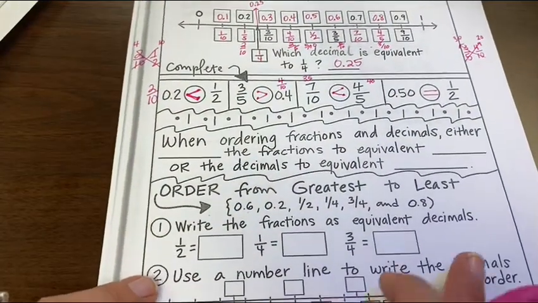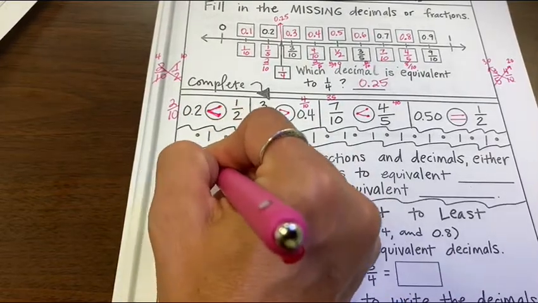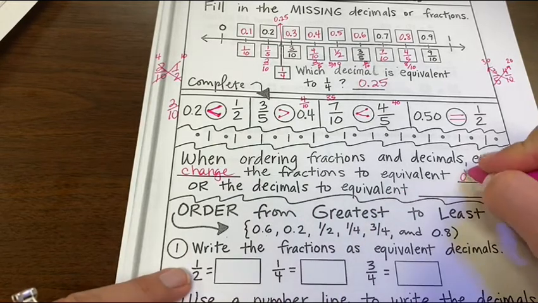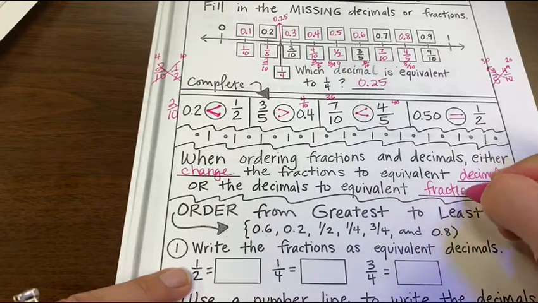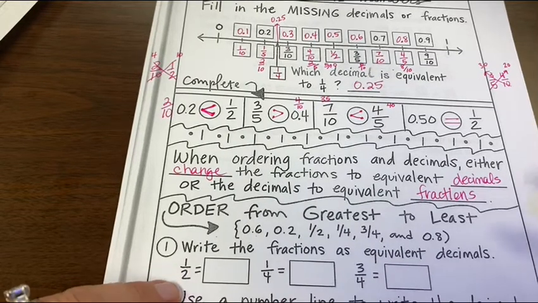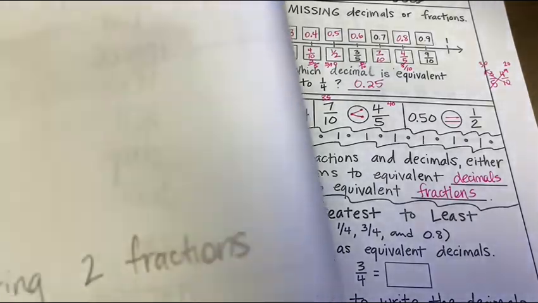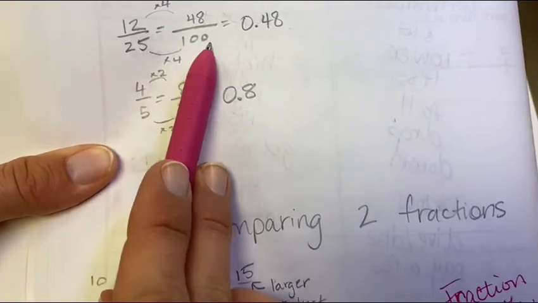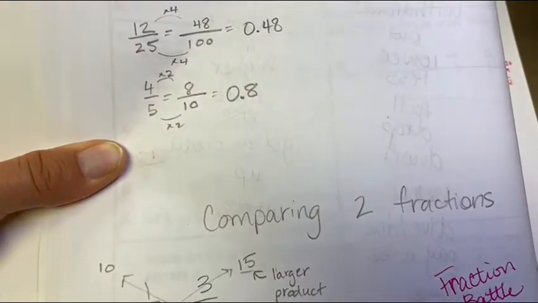When ordering fractions and decimals, you're going to either change the fractions to equivalent decimals, or the decimals to equivalent fractions. That's one option. Remember, another option is what we did on page 8, where we, here, let me show you, it's right here. Where we changed our fractions to equivalent fractions with 100 or 10 as a denominator.